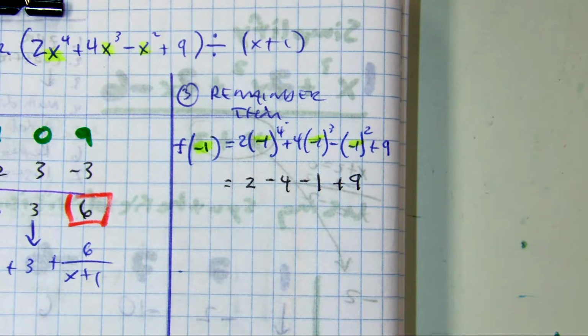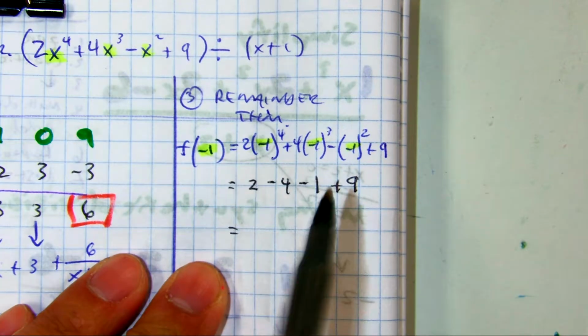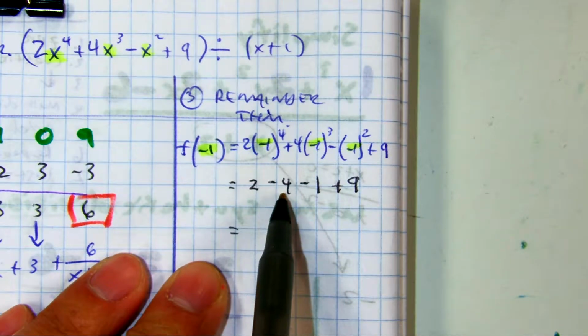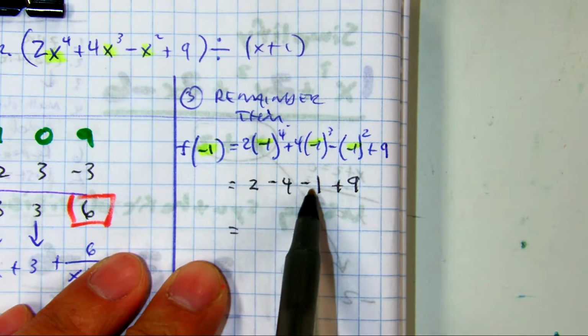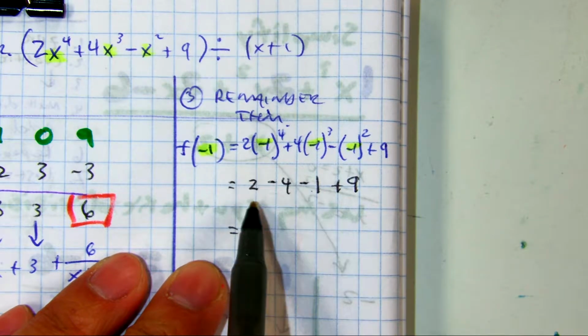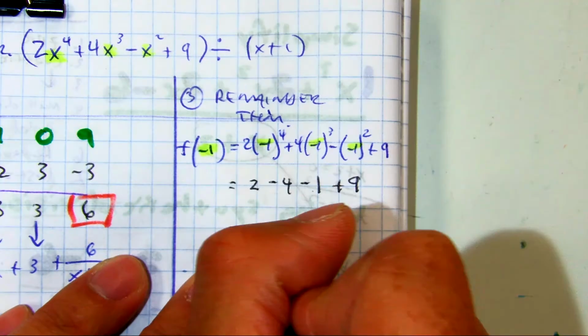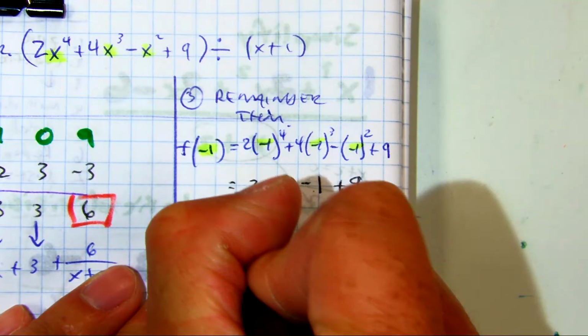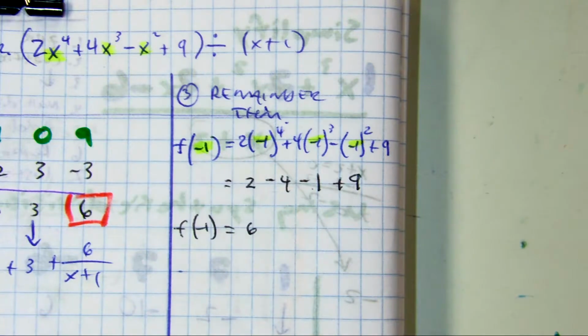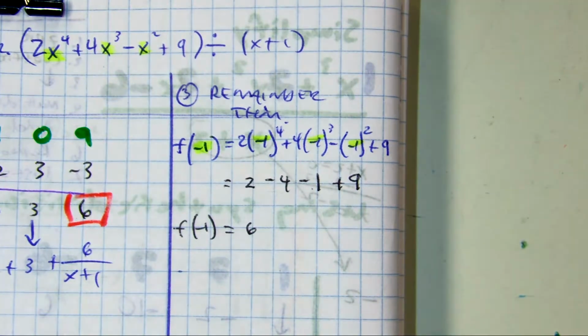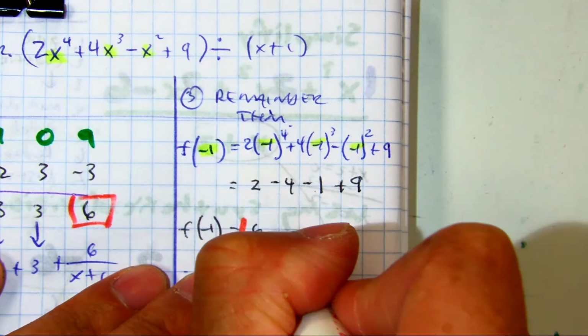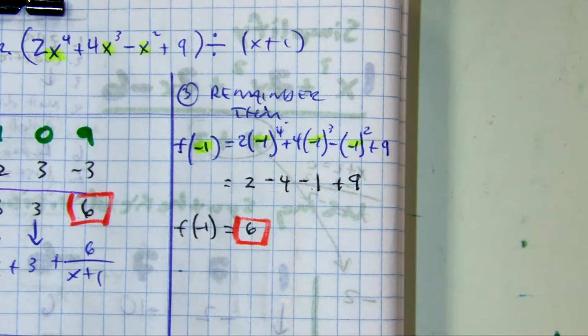And then we just add all of those together. 2 minus 4 is negative 2, minus 1 is negative 3. And negative 3 plus 9. Look at that. We got the same answer. Isn't math so wonderful? I found the remainder using all 3 variations.